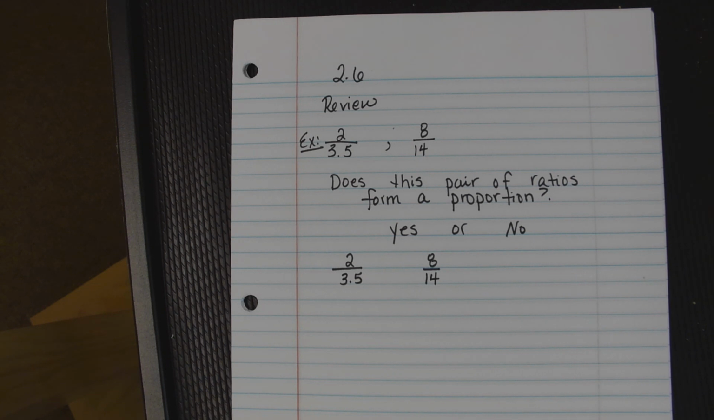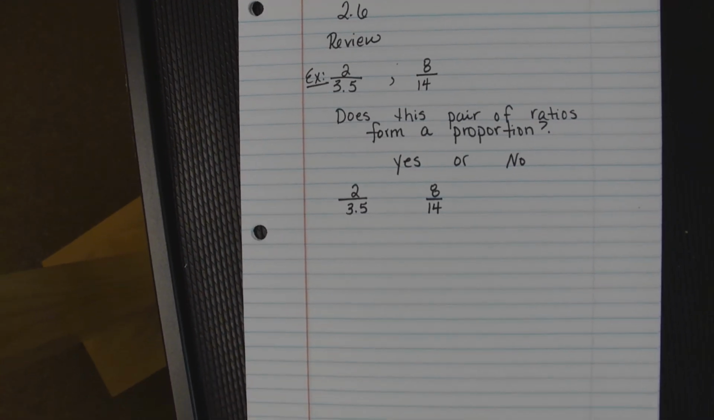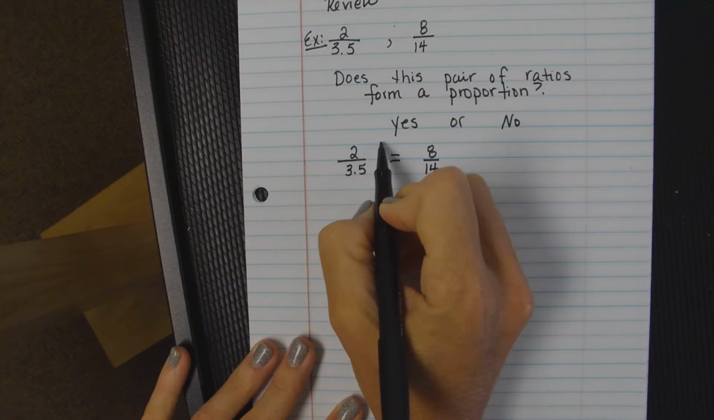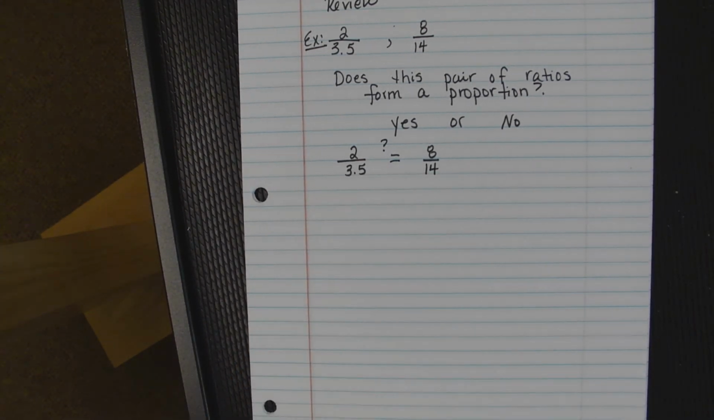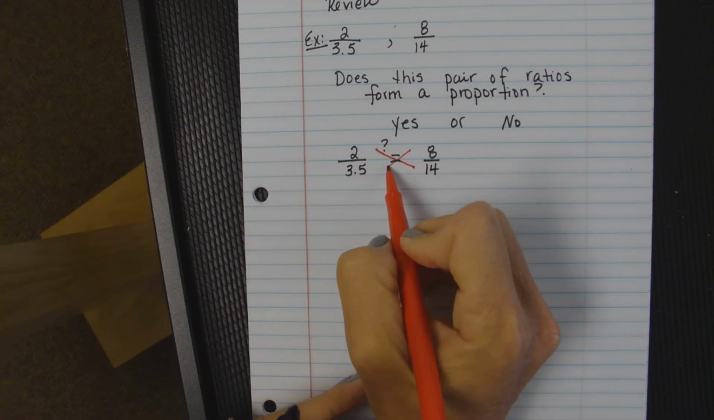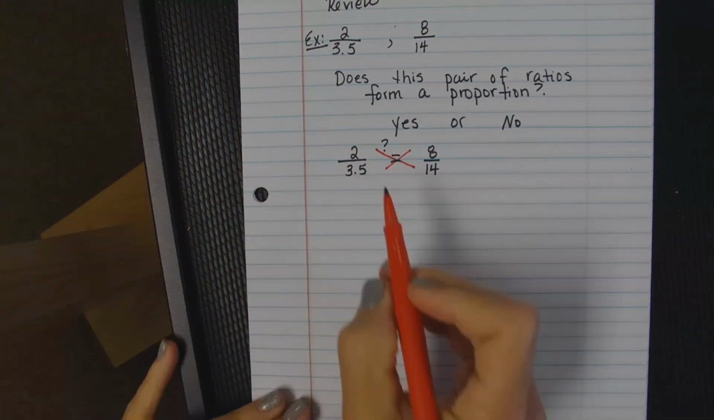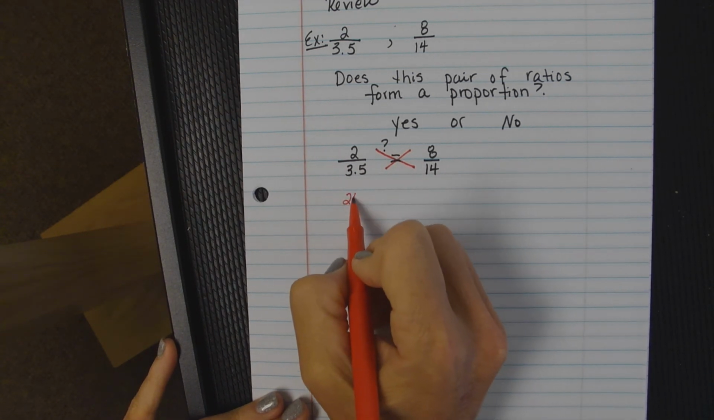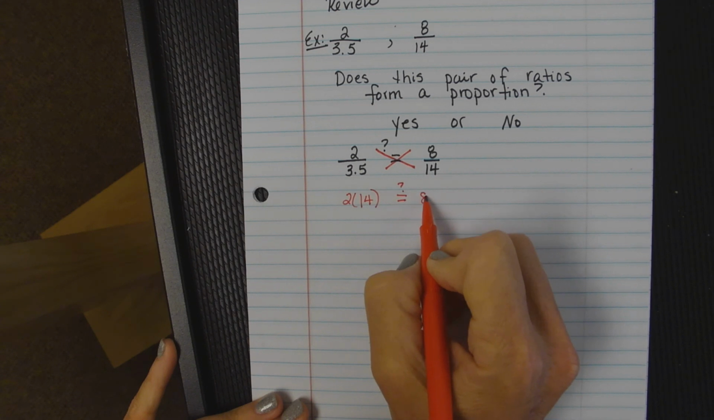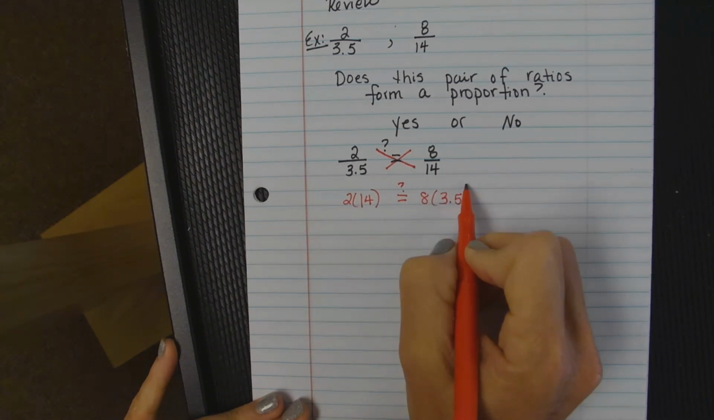Okay, let me move my screen up just a little bit. This is where you're going to try and set them equal, and I'm going to put a question mark right there. This is where you're going to cross multiply. The way I do it is I'm really going to just go from 2 to 14 and then 8 to 3.5. So 2 times 14, is it equal to 8 times 3.5?